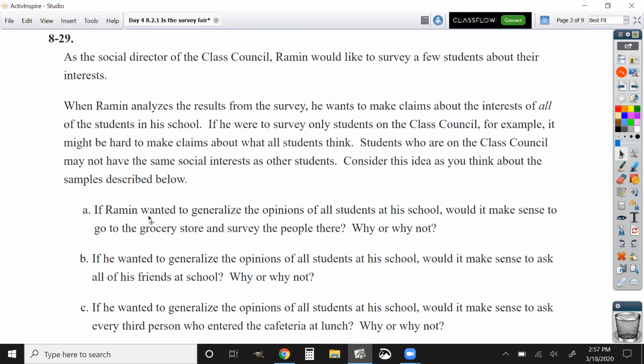A, if Raman wanted to generalize the opinions of all the students at a high school, would it make sense to go to the grocery store and survey the people there? Why or why not?